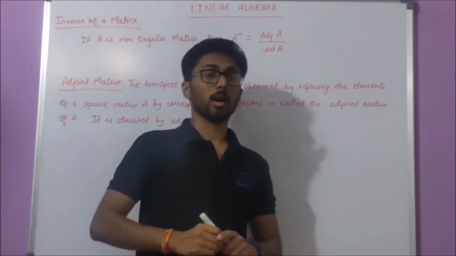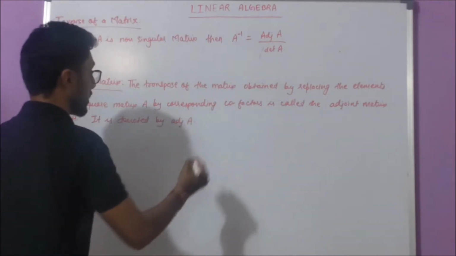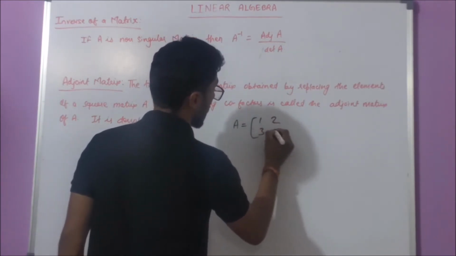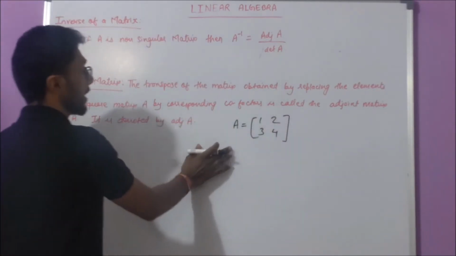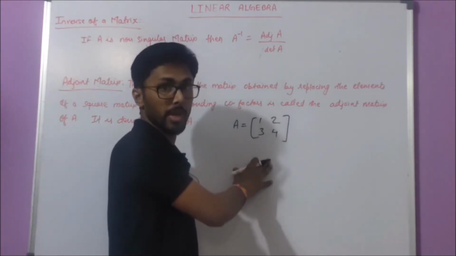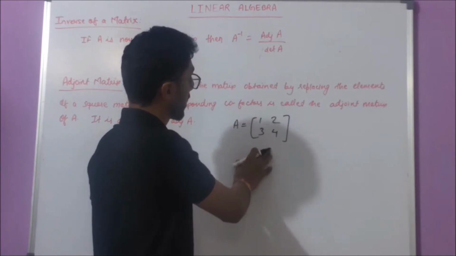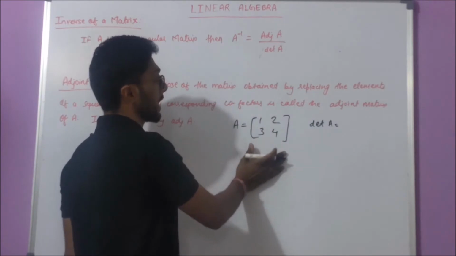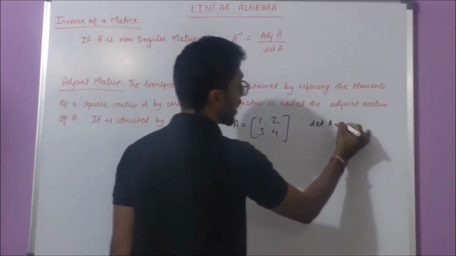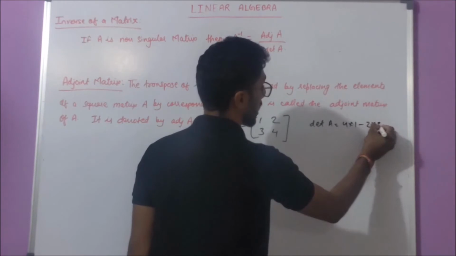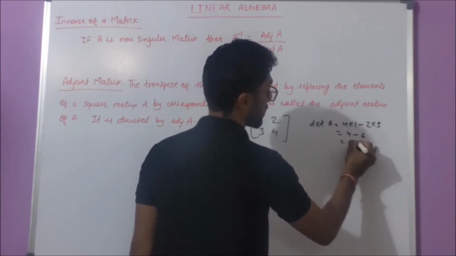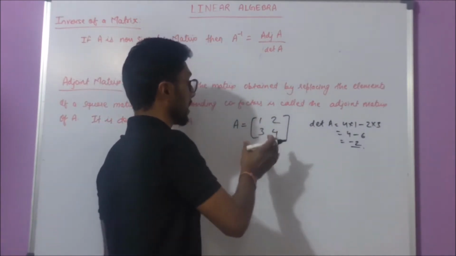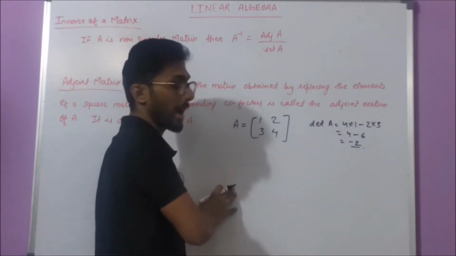So I am taking an example of a matrix here. A matrix A is given having elements 1, 2, 3, 4. To find the inverse of a matrix, the determinant of this matrix should be non-zero. So let's find the determinant of this matrix. Determinant of A, this is a 2 cross 2 matrix, so we can directly find its determinant. 4 into 1 minus 2 into 3, which is 4 minus 6, which is minus 2. So the determinant is non-zero, so we can find its inverse.